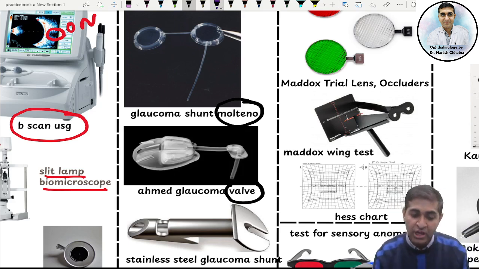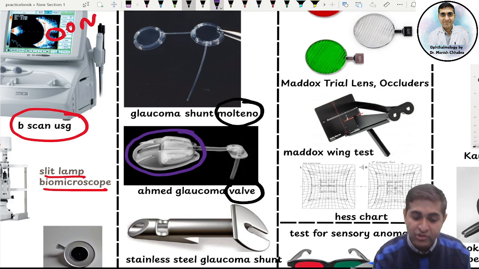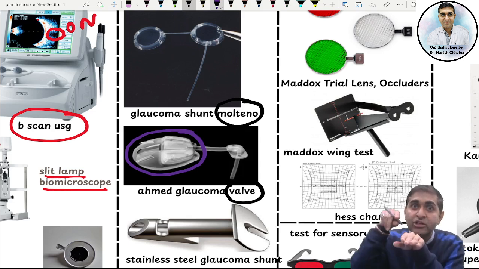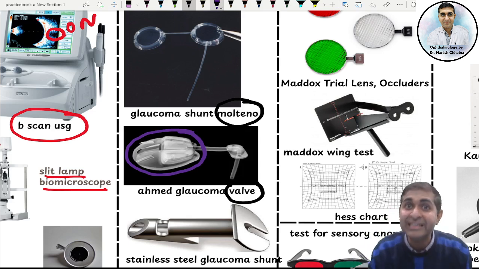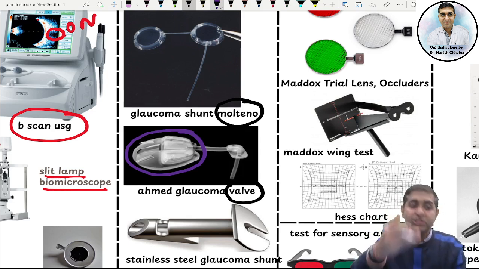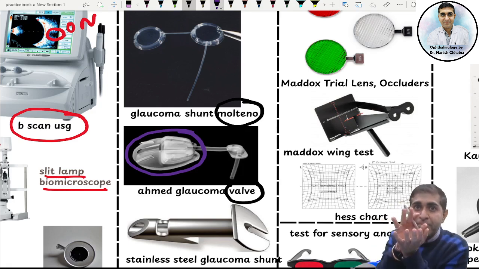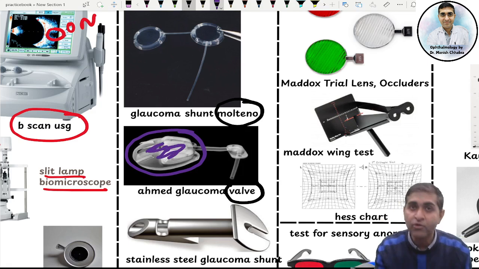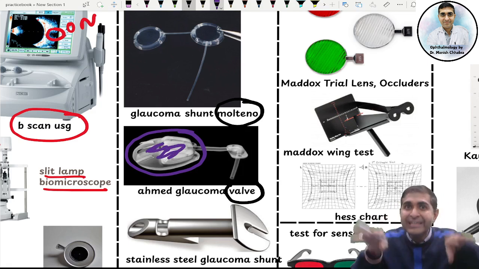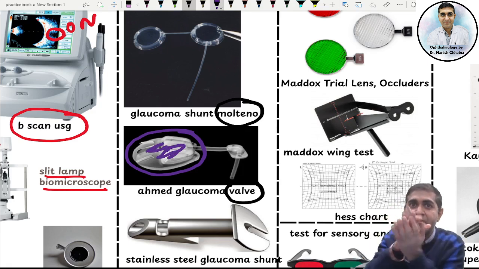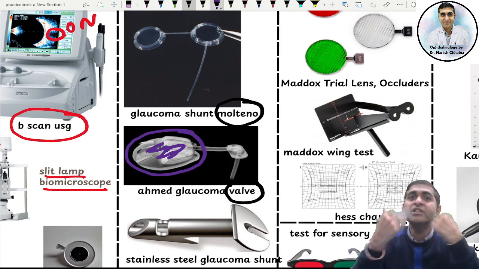So what you do is, this is a cassette which is placed at the subconjunctival level and the tube is put into the anterior chamber, and it leads to shunting of the aqueous humor from the anterior chamber into the subconjunctival space inside this reservoir, from which it is slowly released at the subconjunctival level, from where it is slowly and steadily absorbed.